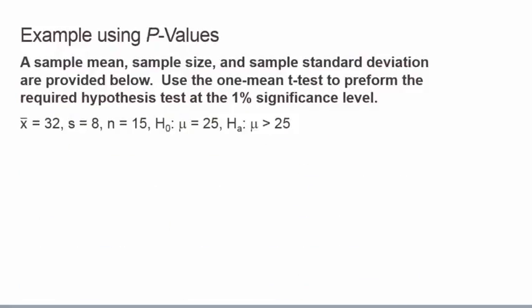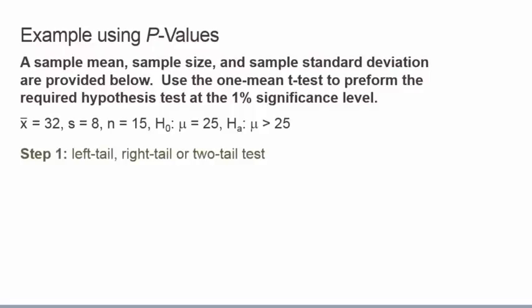Example using p-values. A sample mean, sample size, and sample standard deviation are provided below. Use the one mean t-test to perform the required hypothesis test at the 1% significance level. X bar equals 32, S equals 8, N equals 15, H sub 0 colon mu equals 25, H sub A colon mu is greater than 25.